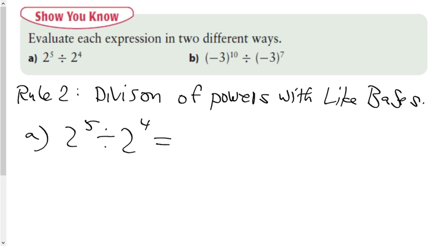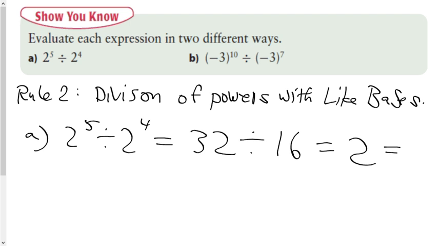Now the first way we can solve it, because it says 2 different ways, just like we did in the last question, I can actually simplify into standard form what each power is worth. 2 to the exponent of 5 is 2 times 2, which is 4, times 2, which is 8, times 2, which is 16, times 2, which is 32. Divided by 2 to the 4 is 2, 4, 8, 16. And what is 32 divided by 16? It is 2.